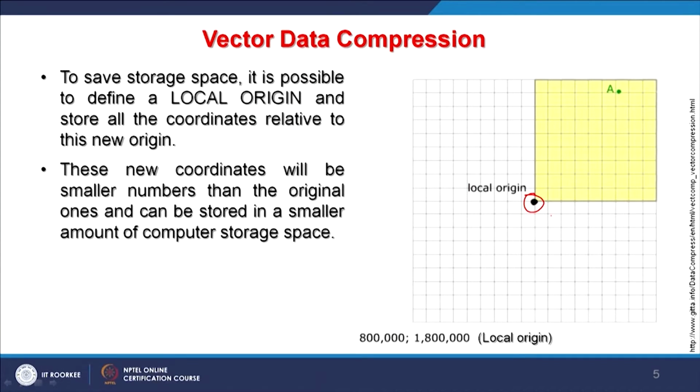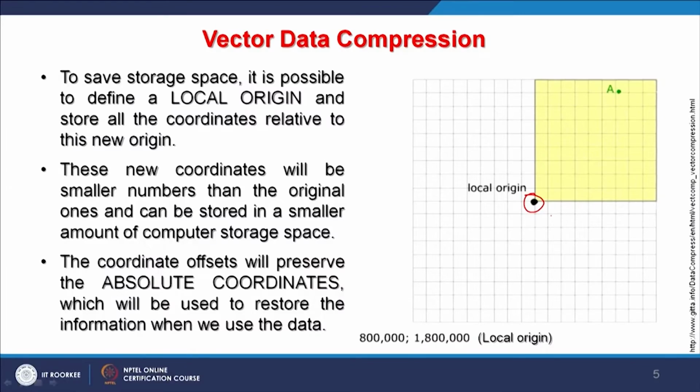So, these new coordinates having a local origin are smaller numbers than the original ones, because the original ones will have degrees and minutes, but here it can be worked with only minutes and seconds, and of course it will require less storage space. By which we are indirectly achieving data compression, vector data compression. Now, coordinate offsets will preserve absolute coordinates, which will be used to restore the information when we use this data.